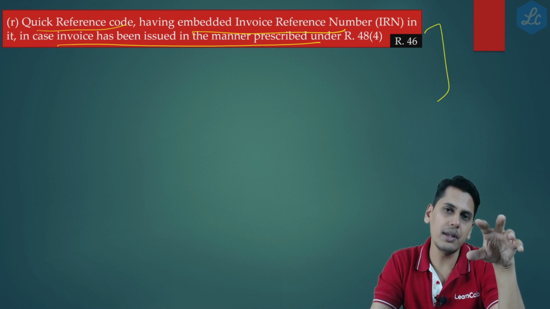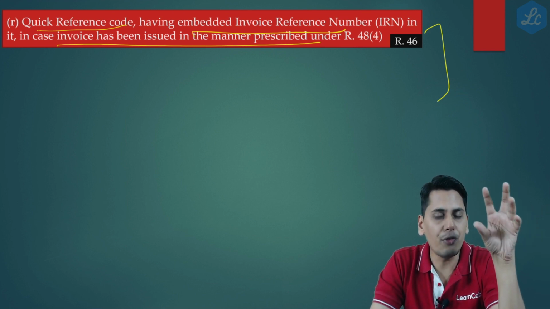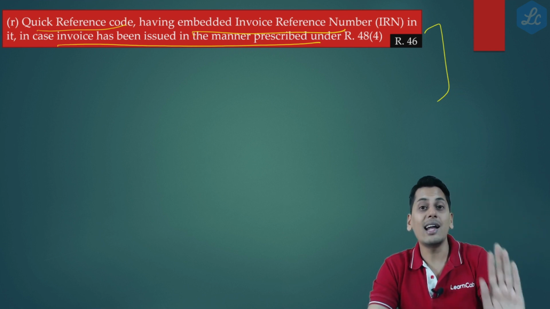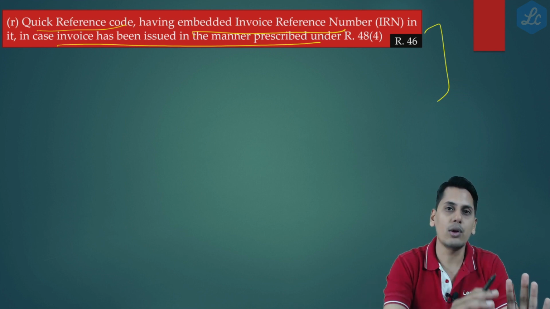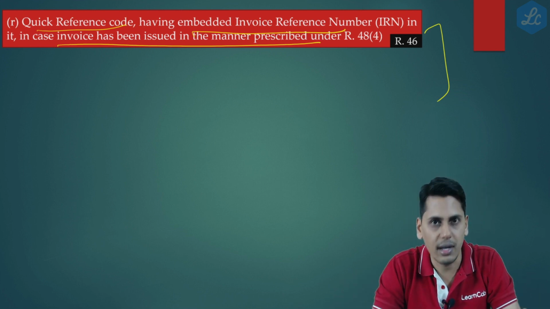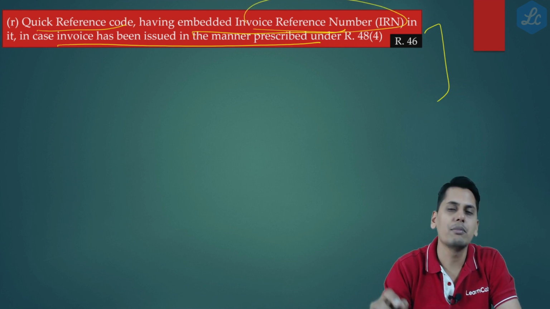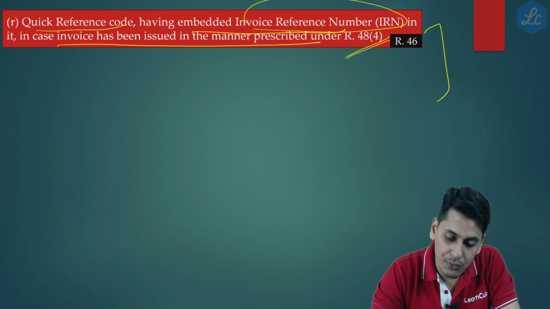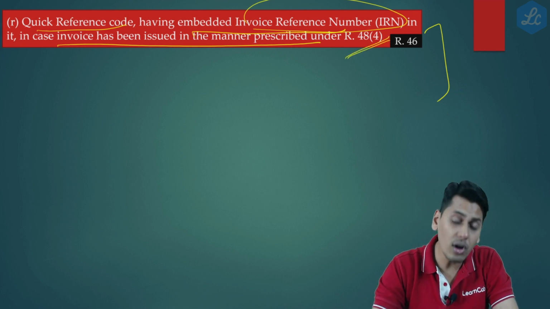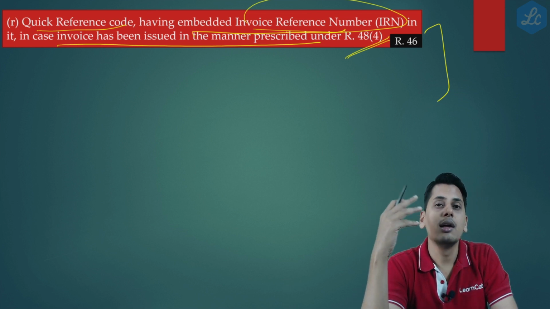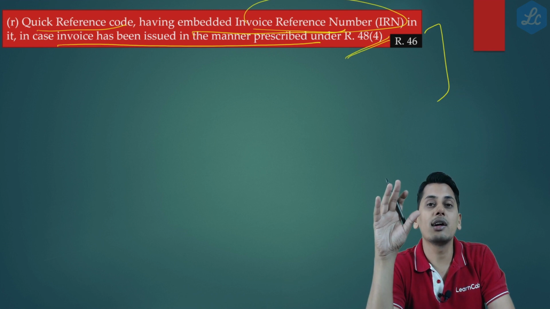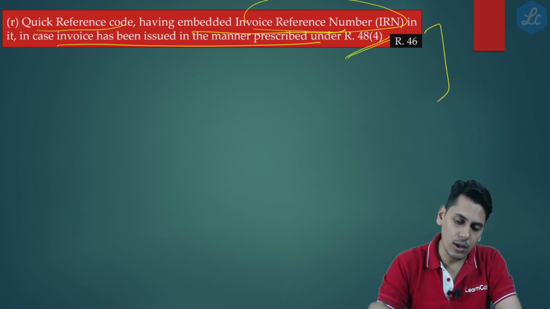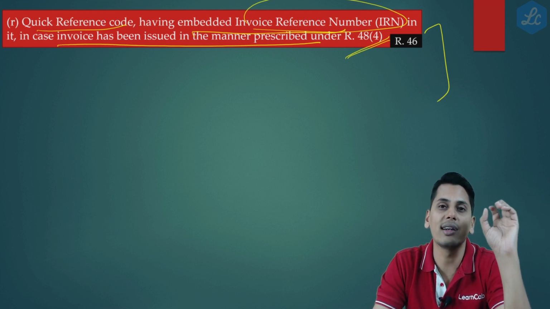So friends, it simply tells you, if you read it in the reverse order, wherever 48 sub rule 4 is applicable, that particular invoice shall contain a QR code having an embedded invoice reference number in it. Now friends, what is invoice reference number? How to obtain that? Those things we'll be discussing. But first let us discuss what is 48 sub rule 4. Because only when 48 sub rule 4 is applicable, that particular invoice should contain a QR code having an embedded invoice reference number. If 48 sub rule 4 itself is not applicable, the question of invoice reference number and QR code doesn't arise at all.